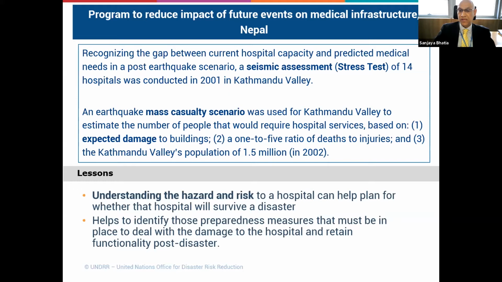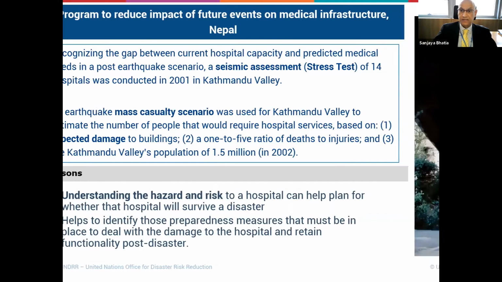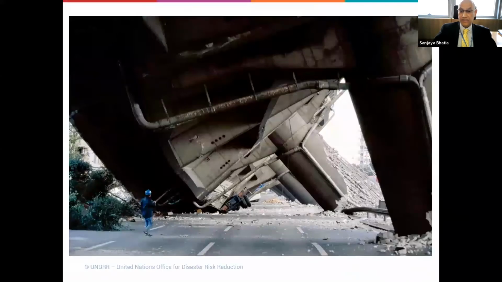So doing this kind of stress test for the critical infrastructure when you have the time is a good idea, because then you find out the weaknesses and then you can address that. And this is exactly what we don't want. This is a scene from the Kobe earthquake, and these are the transportation network which collapsed, and it took 2 years to reconstruct. So this is what we don't want to happen.